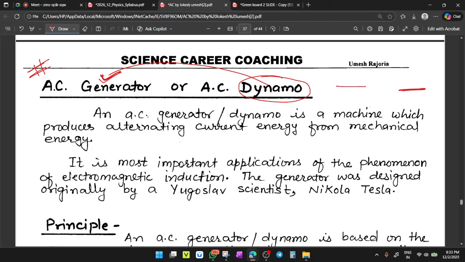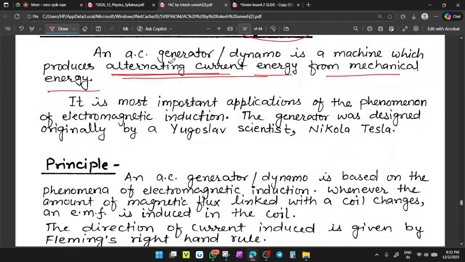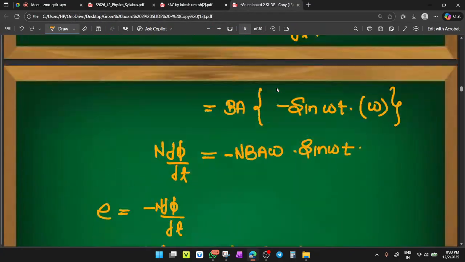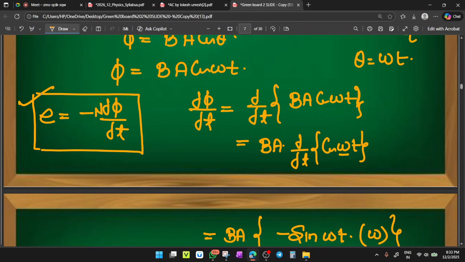So an AC generator, or dynamo, is a machine which produces alternating current or voltage from mechanical energy. It is the most important application of the phenomenon of electromagnetic induction. Yes, so on what concept is it working? It is working on the concept of electromagnetic induction. Yes, we have used the formula of Faraday's law, and Faraday's law was the formula for electromagnetic induction. Fine.